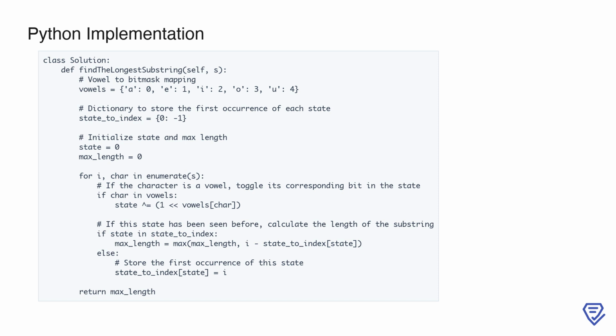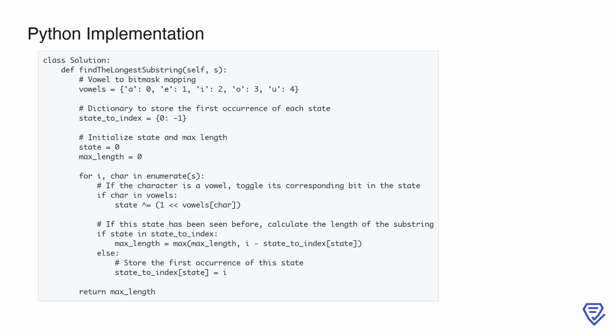After updating the state, we check if this state has been encountered before. If it has, the length of the substring between the first occurrence of this state and the current index is calculated. If this state has not been seen before, it is added to the dictionary with the current index. 4. Updating the maximum length. The max_length variable is updated to ensure it always holds the length of the longest valid substring found so far. 5. Returning the result. After processing all characters, the max_length is returned as the result.